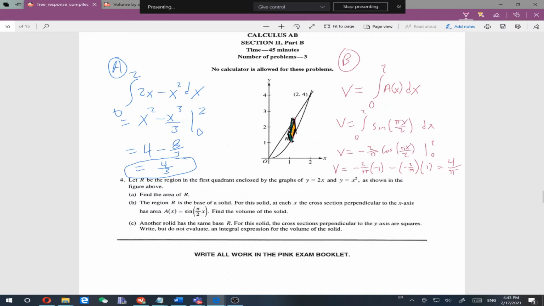Okay, for the last one, back to Kyle. Another solid has the same base, but for this solid, cross-sections perpendicular to the y-axis are squares. I want to write, but we don't need to evaluate an integral expression for this solid. So I'm going to draw a picture really quick. Our cross-sections perpendicular to the y-axis are squares. So something like this.